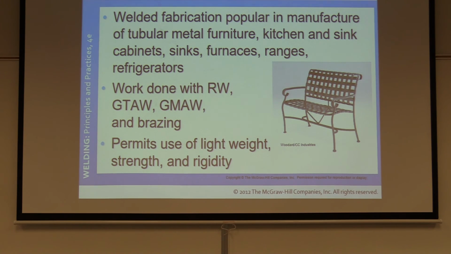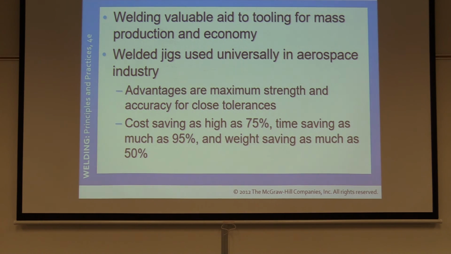Next page, page 18, left-hand column, bottom of the page, household equipment. The application of welding to household equipment plays an important part in today's economy. Welded fabrication is popular in those industries engaged in the manufacture of tubular metal furniture, kitchen and sink cabinets, sinks, furnaces, ranges, refrigerators, and various kinds of ornamental ironwork. Much of this work is done with resistance welding, gas tungsten arc welding, gas metal arc welding, and brazing processes. Okay? Again, it's not just on big equipment. It's not just there. It's on stuff like this as well. Okay? Next page.